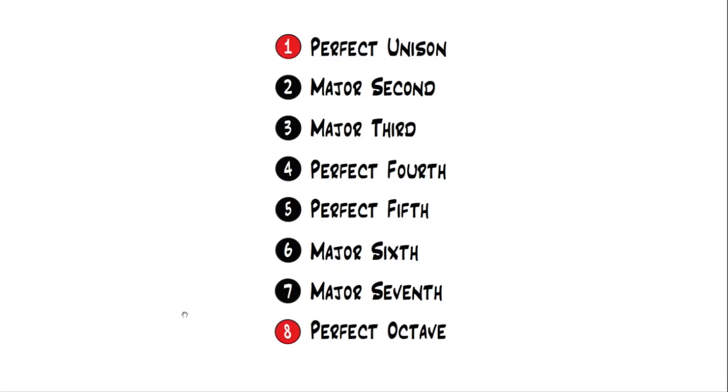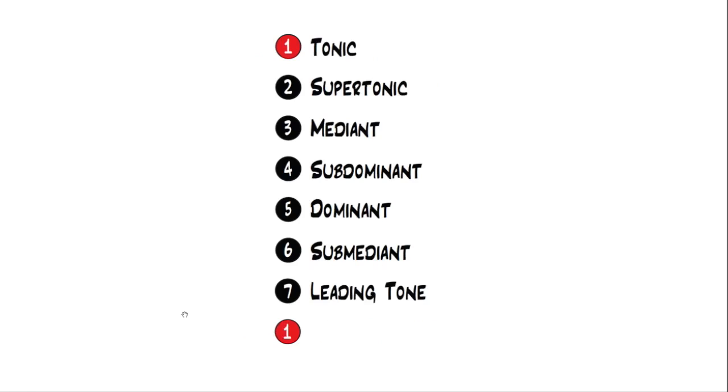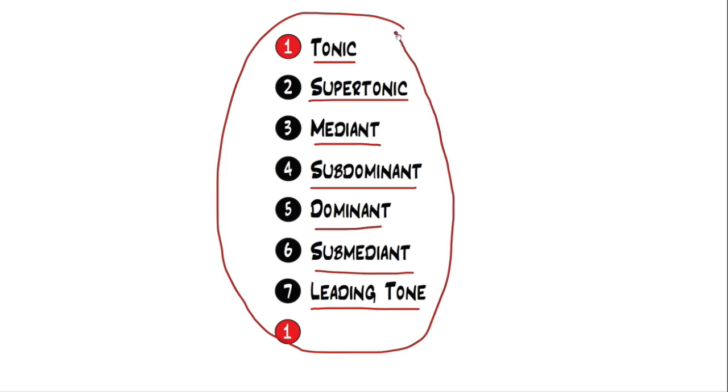Those are the interval names. The scale degree names are tonic as the 1, 2 is supertonic, 3 is mediant, 4 is subdominant, 5 is dominant, 6 is submediant, 7th is leading tone. These are degree names of scales. Don't worry about all of these for now.